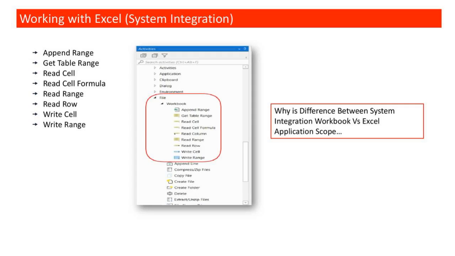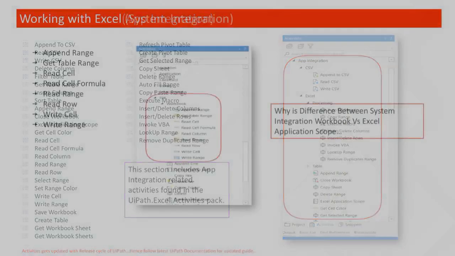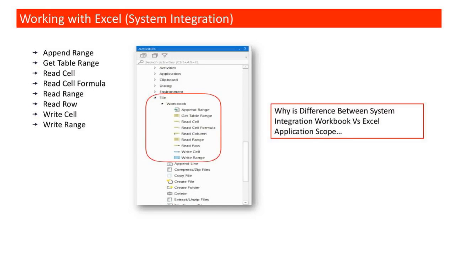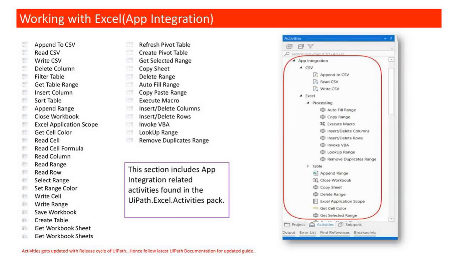So if Excel is installed on your system, you should be able to perform all of these things pretty quickly because the activities are available. But if the Microsoft Office product is not installed on your machine, you should only be able to do these things because these are done programmatically. And all these activities contain the API and DLL from Office. So for executing these, Office needs to be installed on your machine.